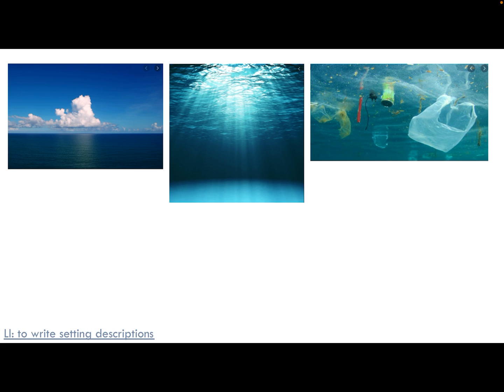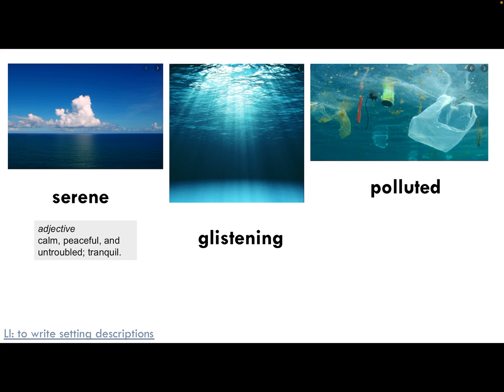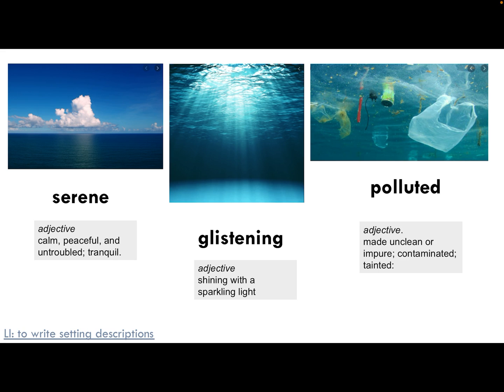So we've got 3 pictures here. And can you remember those new words that we used, the bold words? So we had serene, glistening, and polluted. And now they're all adjectives. So serene was calm, peaceful, untroubled or tranquil. Glistening, shining with a sparkling light. And polluted, made unclean or impure, contaminated or tainted. So can you fit, because in a minute you're going to be asked to do a description, can you fit some of these words in?